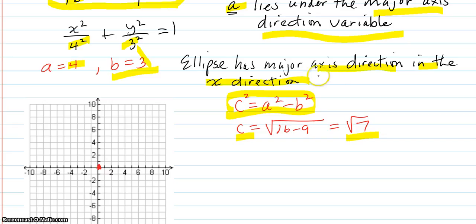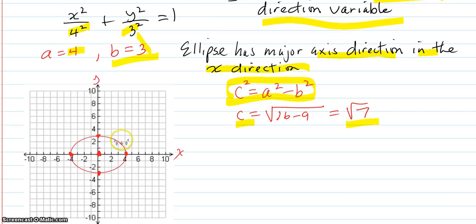And then the major axis direction is in the x, so we're going to go 4 in the x, 1, 2, 3, 4, and 4 in the x direction this way. And then we're going to go up 3 in the y direction and down 3. And now we're going to fit this with a nice curve. And we draw our curve through there. And we have our ellipse.